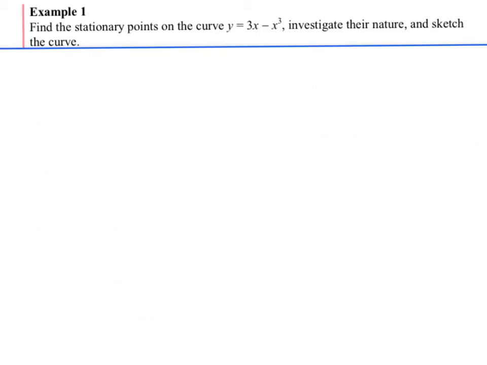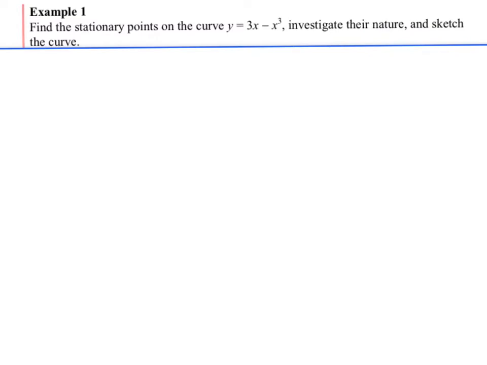Okay, so let's see how what we've just learned can be applied to work out the nature of some stationary points on this curve. So we've been given a task where we've got to work out firstly the stationary points and then find out their nature. By nature, what they mean is whether it's maximum, minimum, or point of inflection.